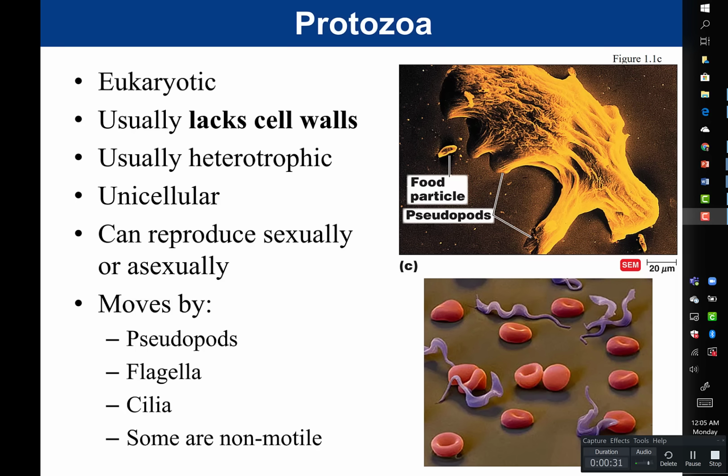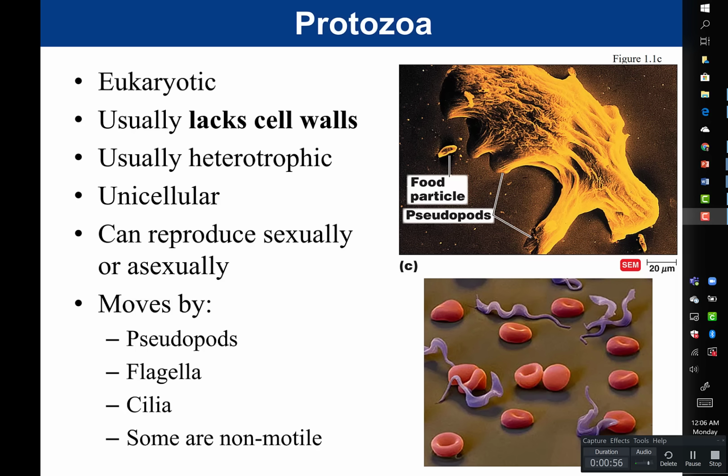Protozoans are going to be unicellular. So they exist as one single cell. You can see on the right here, this top picture in the yellow, that is amoeba, and it moves by pseudopods. Basically, it does a crawling motion, and it can also use pseudopodia to engulf its food.